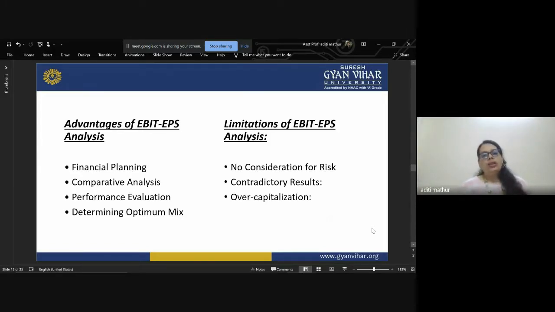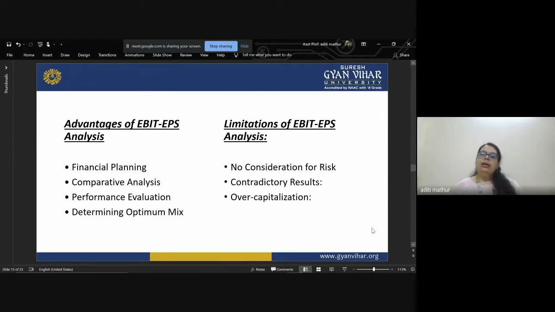The second advantage is your comparative analysis. This analysis, your EBIT, EPS approach, gives you a very good way to compare the different opportunities you have to raise capital and select the best suitable one for your organization. So in the previous example which we have seen, you had 4 options and you selected the best one because the EPS at that combination of debt to equity was the maximum. Right? So this gives you a comparative analysis.